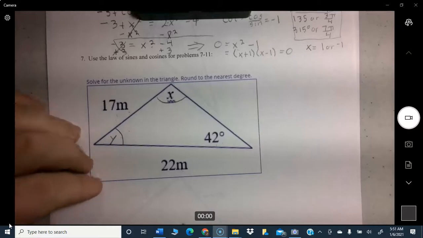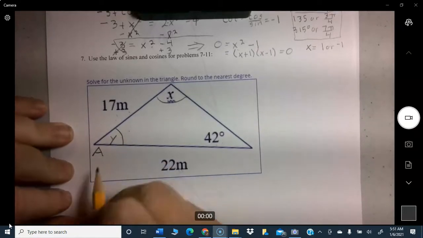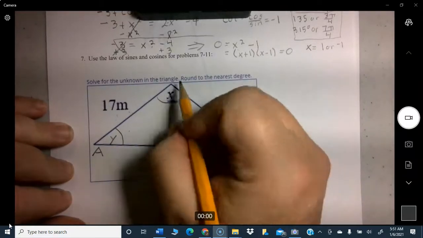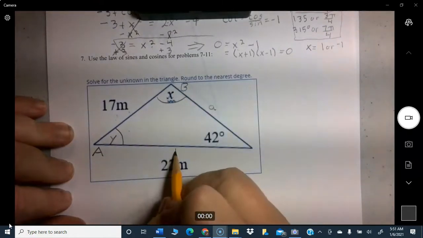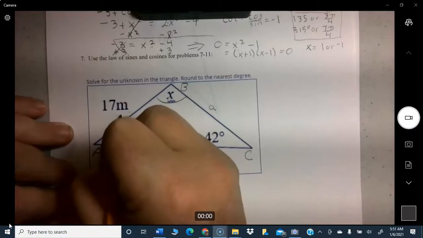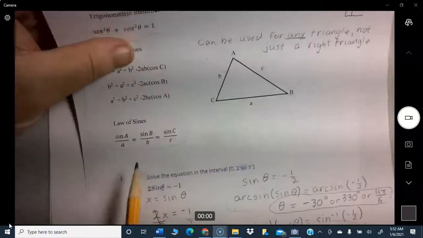So let's go ahead and just label. I'm going to start here and call this angle A. That means the opposite side over here is small a. I'll call this angle B. That means this side over here is small b. And I'll call this angle C. That means that this is small c. So again, whenever you have 2 sides and an angle like this, you can use the law of sines. Here it is right here.